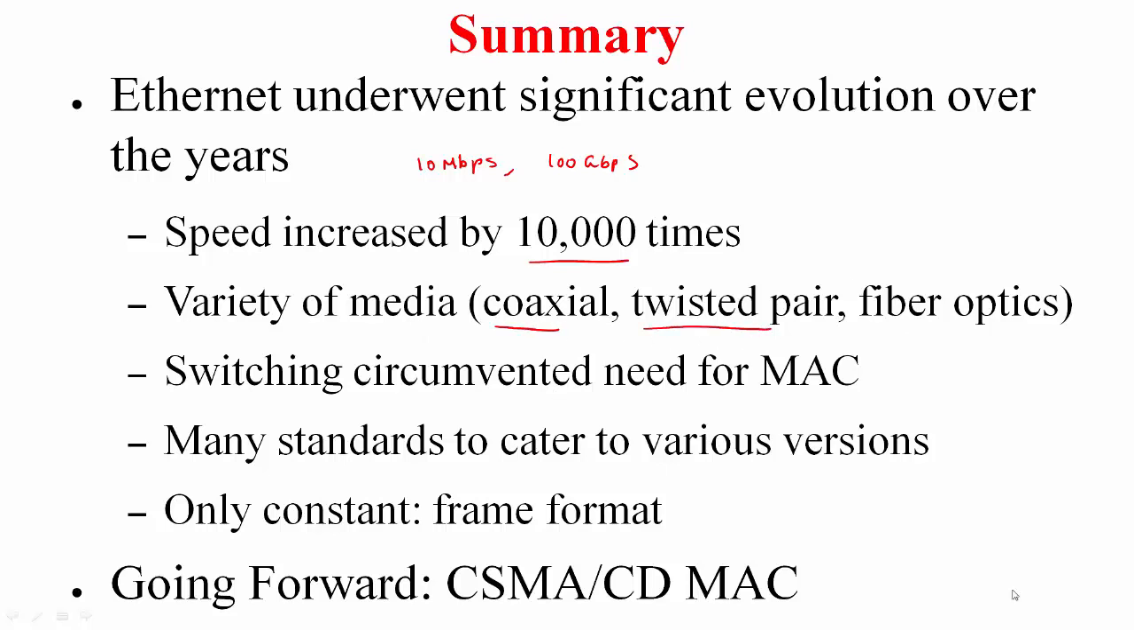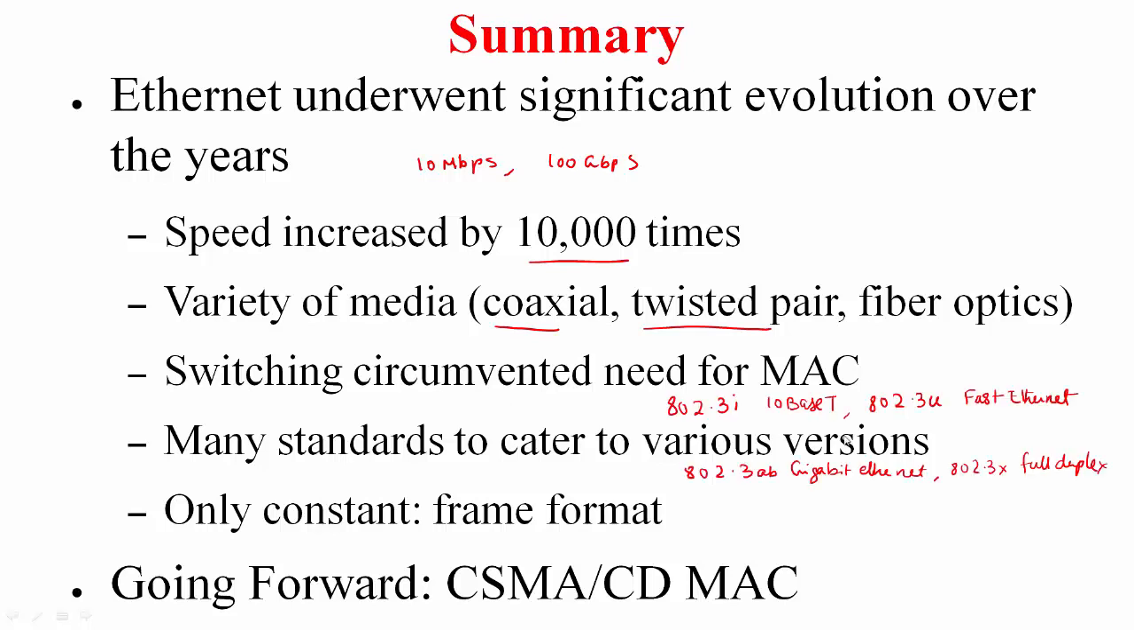It went from bus topology to star topology. Within the star topology, originally hubs were used, but with the use of switches, this even circumvented the need for a media access control. So these days, there is no media access control used as part of Ethernet.